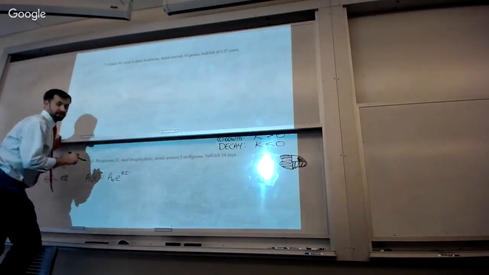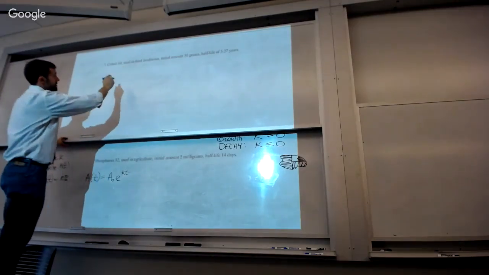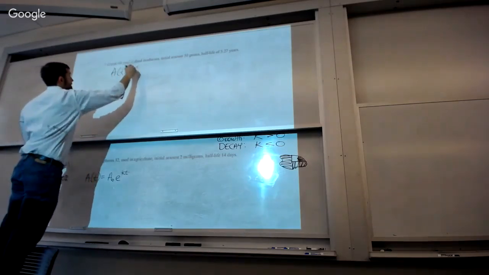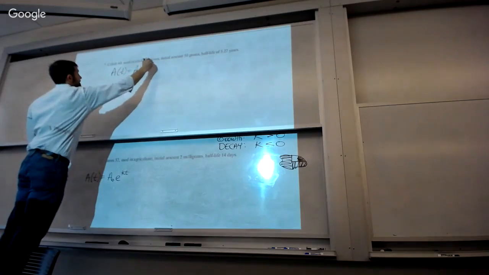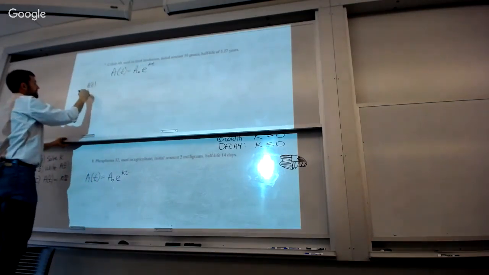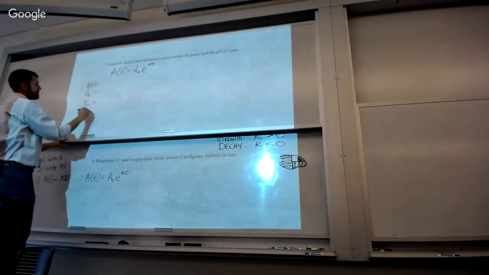Okay, cobalt-60. Used in food irradiation, you have an initial amount of 50 grams. So let me start by writing out my function. A of t equals A sub 0 e to the kt. So let me diagram here. I've got A of t, which is the amount, A sub 0, which is the initial amount, K is a constant for that element, and t is time.